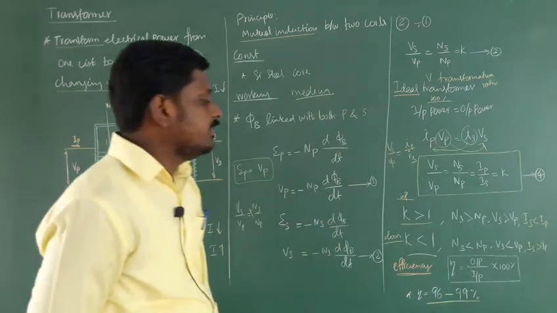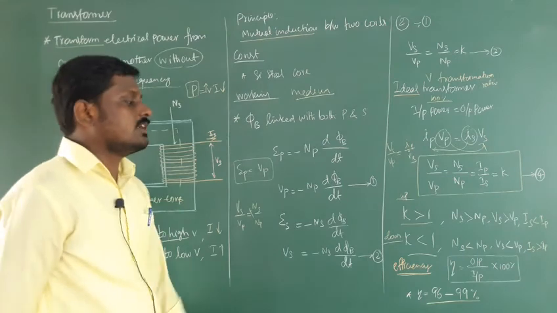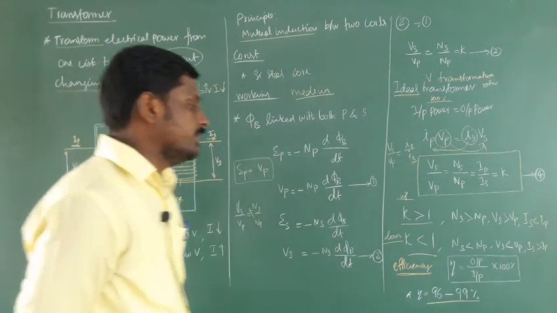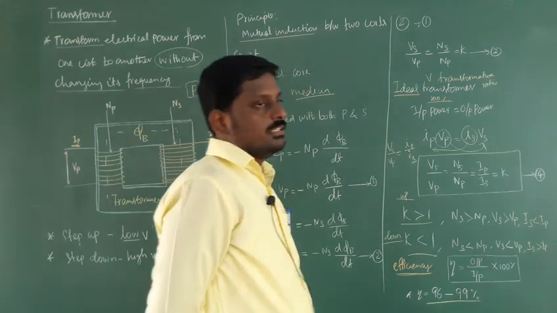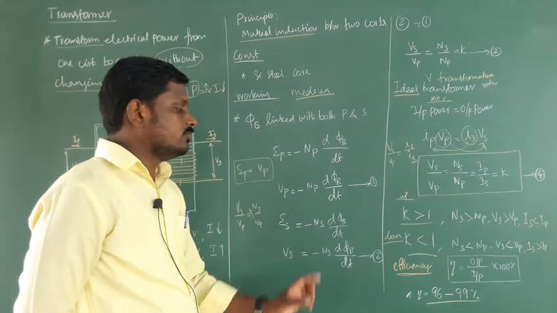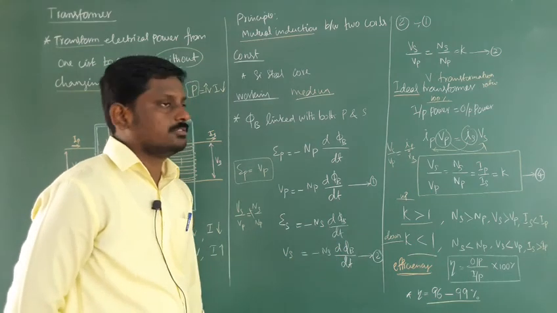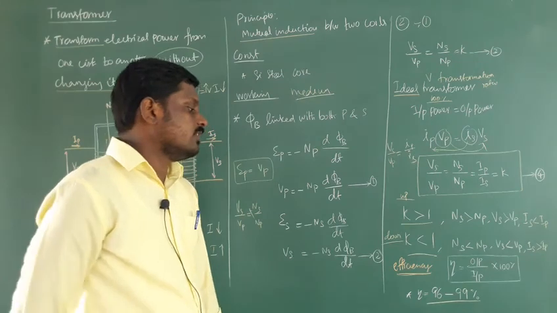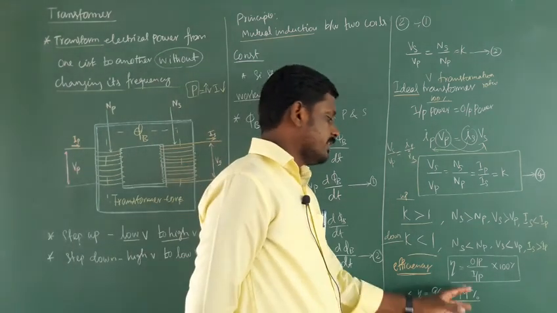Finally, the efficiency. The efficiency of a transformer is the ratio of output power to input power, multiplied by 100%. Normally the transformer's efficiency is 96 to 99%. There is a loss due to some other causes, which we will discuss in the coming classes. So the efficiency of a transformer is 96 to 99%.